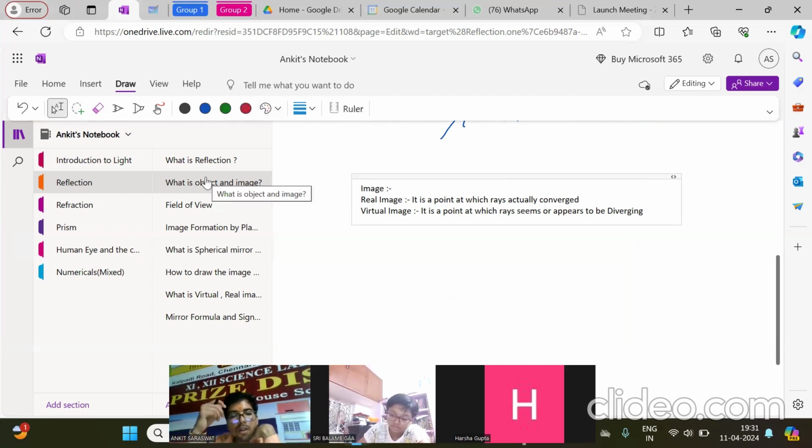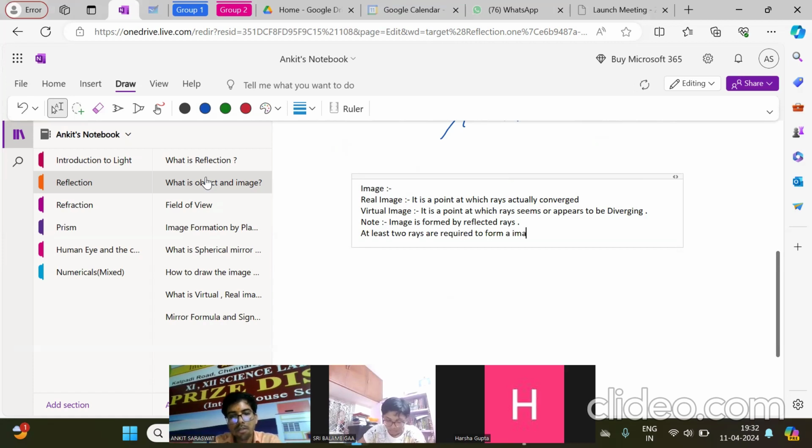Now tell me first of all, who formed the image? Write down, this is a very, very important point. Note: image is formed by reflected rays. When reflected rays meet, how many rays are required? At least two rays are required to form an image. Is it clear? Yes, sir. So now see what is real image, what is virtual image.